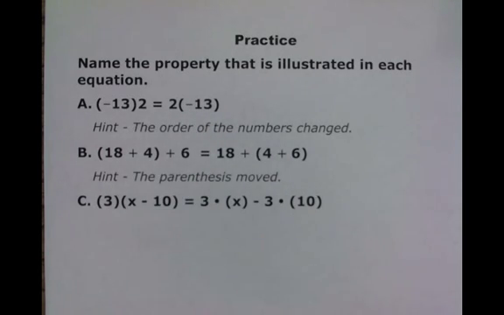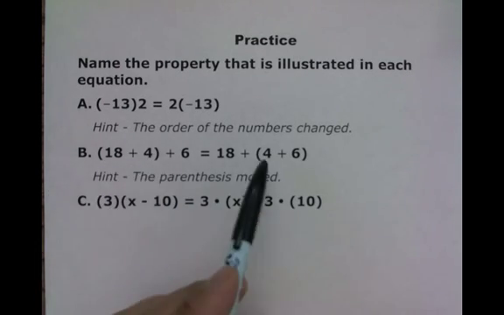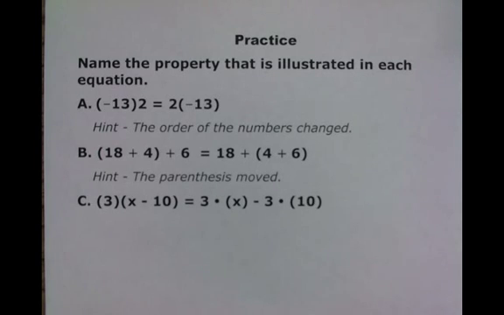B. (18 + 4) + 6 equals 18 + (4 + 6). So the hint on this one, remember the parentheses moved. So we look for a property where the parentheses move, either from the front to the back or the back to the front.